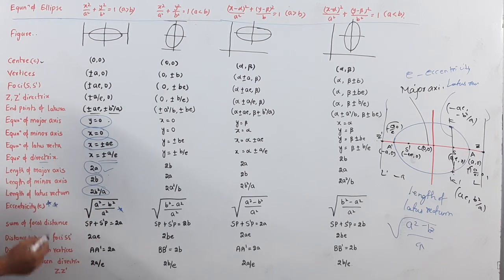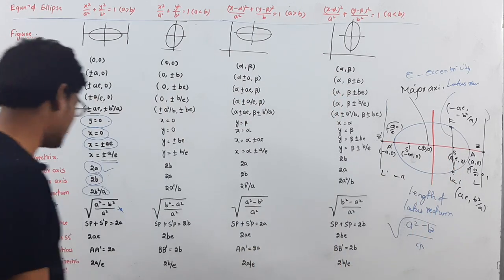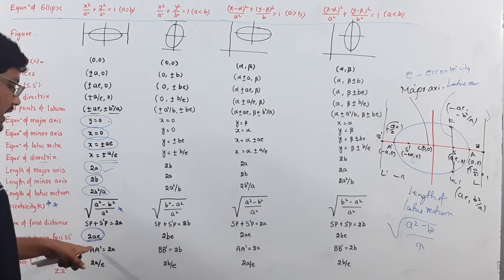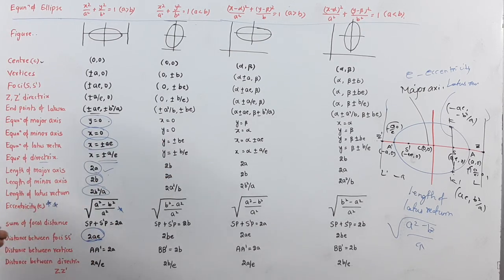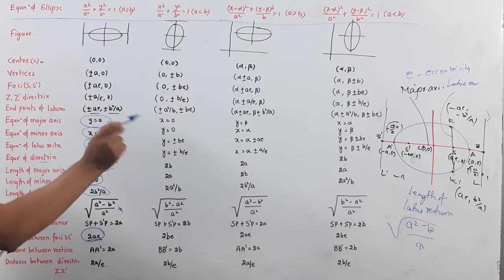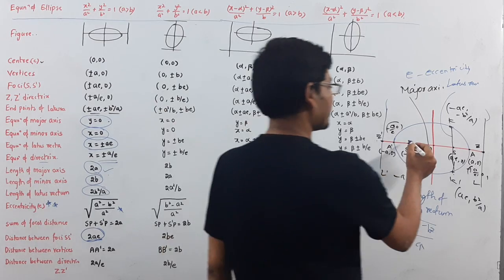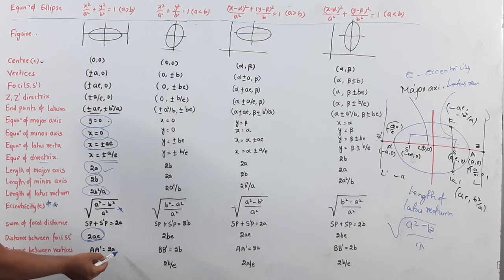And sum of focal distance here, S dash is equal to AE. You can substitute a and eccentricity value in this expression and find the sum of focal distance here. Two focal distances are there. And the next one, distance between foci, the distance between S and S dash, you can find by using 2ae. The sum of focal distance is 2a, and the distance between two foci is 2ae.